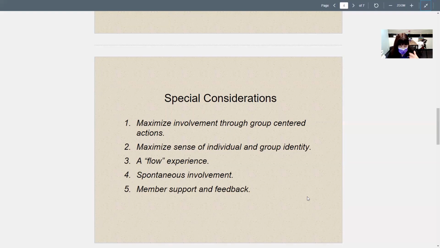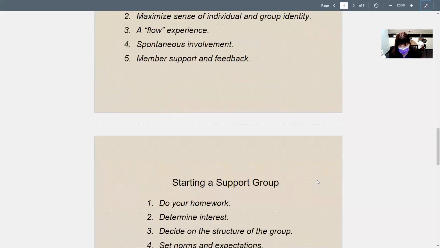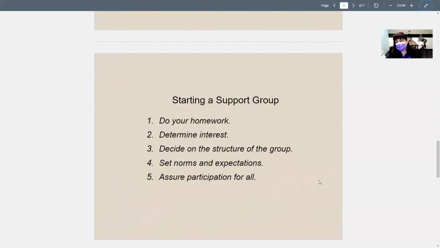So by creating an activity or some sort of mutual involvement in something other than just staring at each other, waiting for each other to talk, you're creating a bonding experience, and peers begin to support and provide feedback very naturally, very organically.